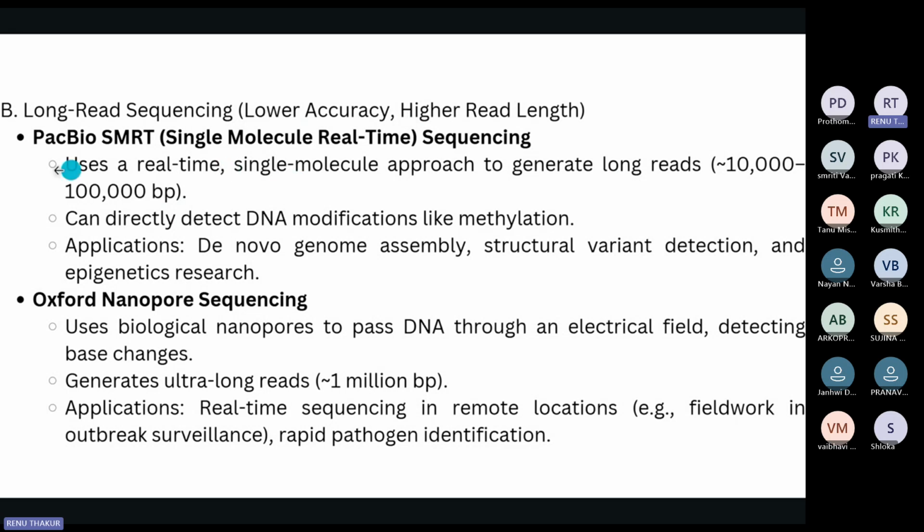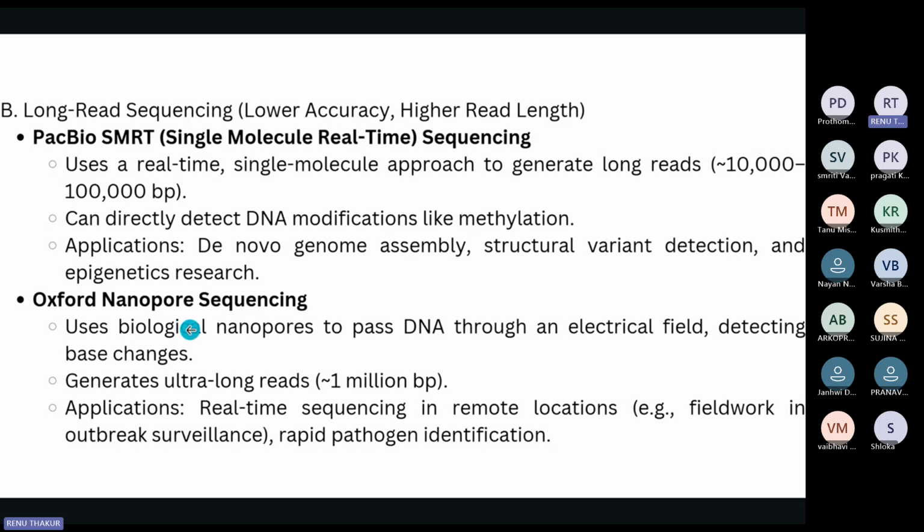Okay. Next, the first technology we have is PacBio SMRT, which is single molecule real-time sequencing. It uses a real-time single molecule approach to generate long reads, and it can directly detect DNA modifications like methylation. Okay, the applications are in de novo genome assembly, structural variant detection, and epigenetics research.